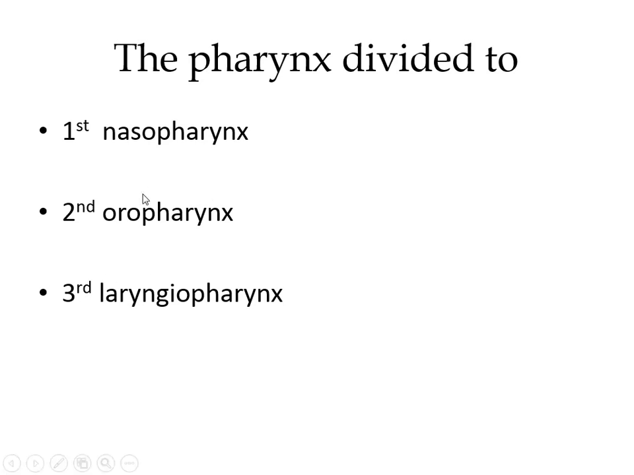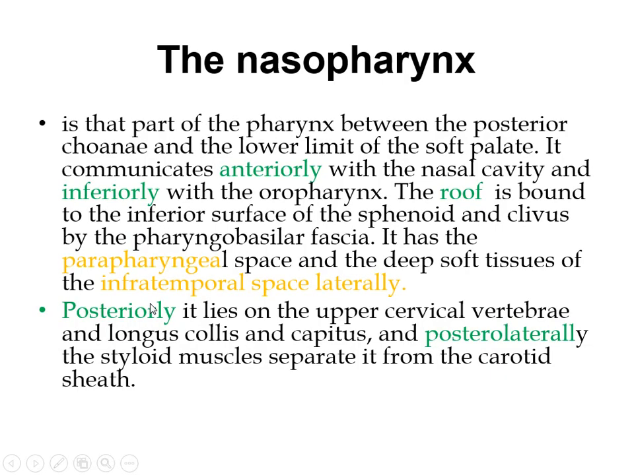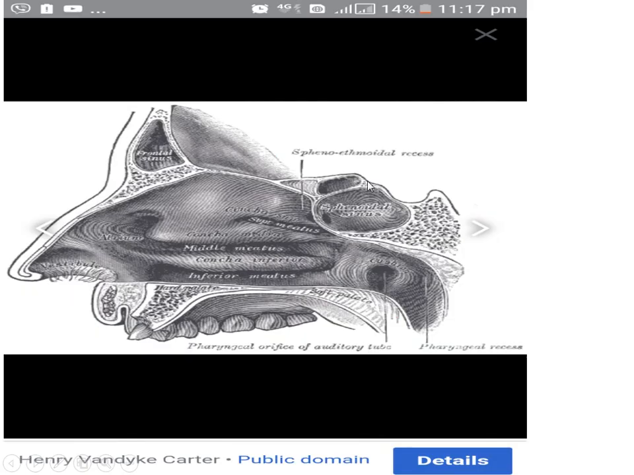The pharynx is divided into three parts: nasopharynx, oropharynx, and laryngopharynx. The nasopharynx is the part between the posterior choanae and the lower limit of the soft palate, and communicates anteriorly with the nasal cavity and inferiorly with the oropharynx. The roof is bounded by the inferior surface of the sphenoid and the clivus. Only skull base.